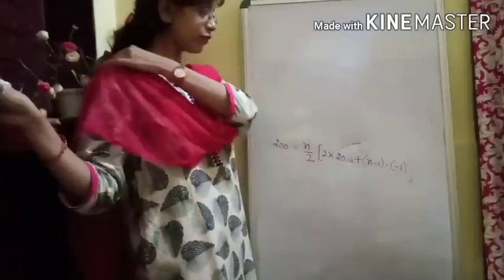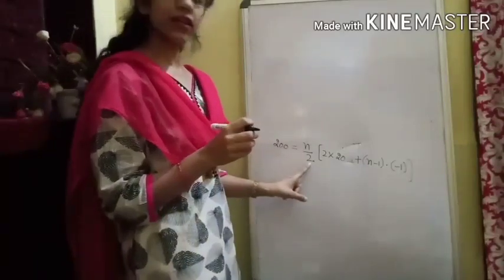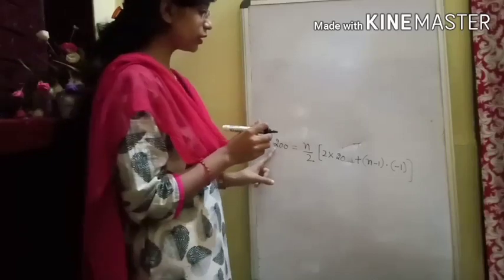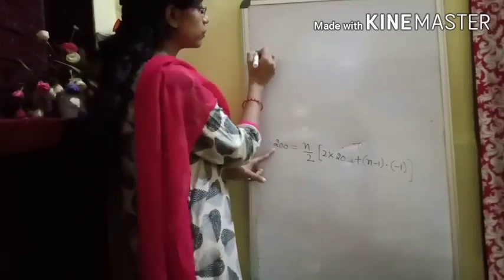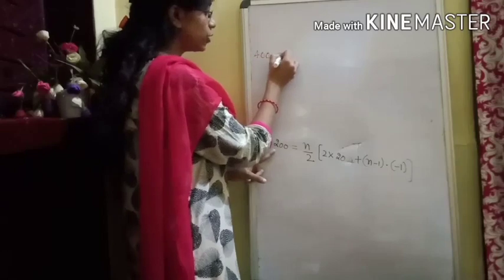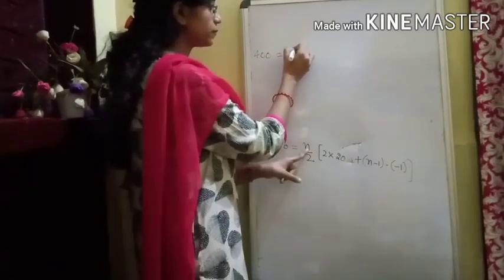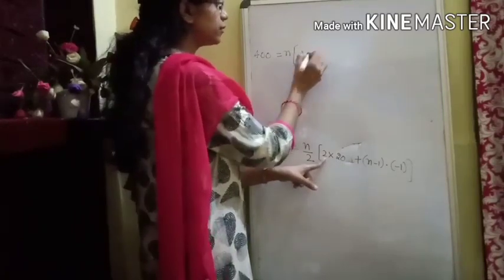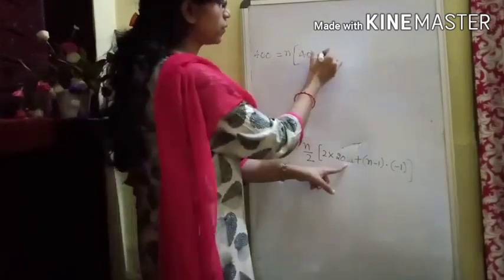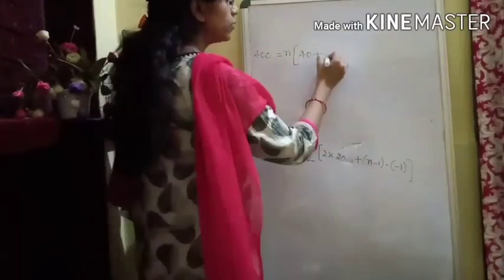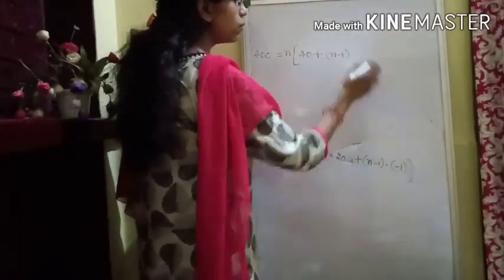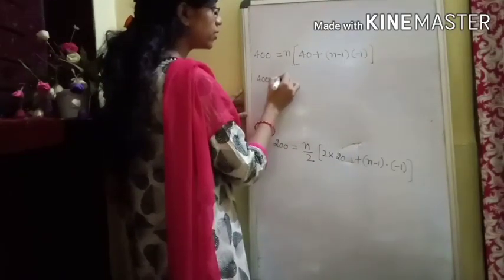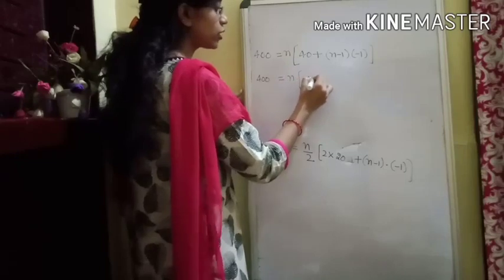In order to simplify, if you see, this 2 isn't divided. So we can bring this 2 here and it will come here in multiplication. So 2 into 200 would be our 400 equals n. Then we have 20 into 2 would be our 40, plus n minus 1 into minus 1. Okay. Now here if you see, 400 equals n, 40.